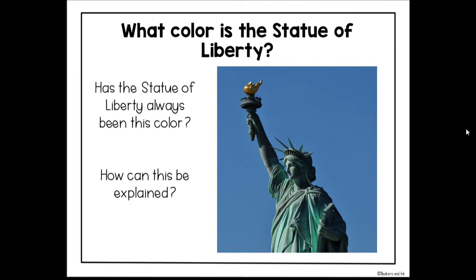Take a look at this picture of the Statue of Liberty. Notice the color. It's kind of a greenish color. Has it always been this color? How could we explain it? Well, if you look at the Statue of Liberty, we know that it used to be a copper color. And this is caused by chemical weathering over a long period of time. That color had changed from copper to green.